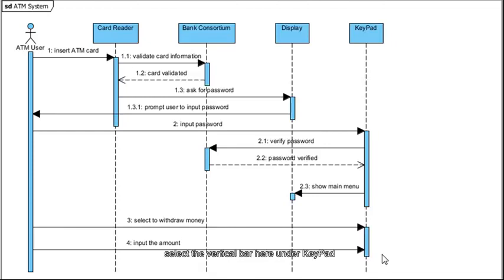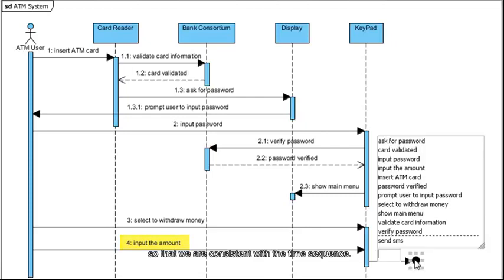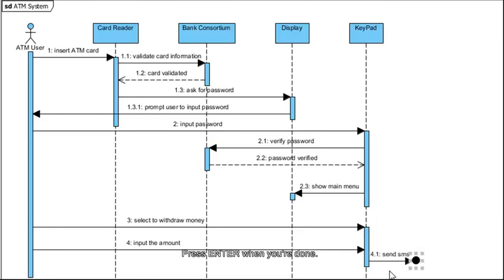To draw it, select the vertical bar here under keypad. Look for the icon that reads Lost Message. Drag it to the right. While holding down the mouse button, move down to a place where it is below the message number 4 so that we're consistent with the time sequence. Release the mouse button, and for the message, type in send SMS. Press enter when you're done. There, we've just finished drawing the entire sequence diagram example.